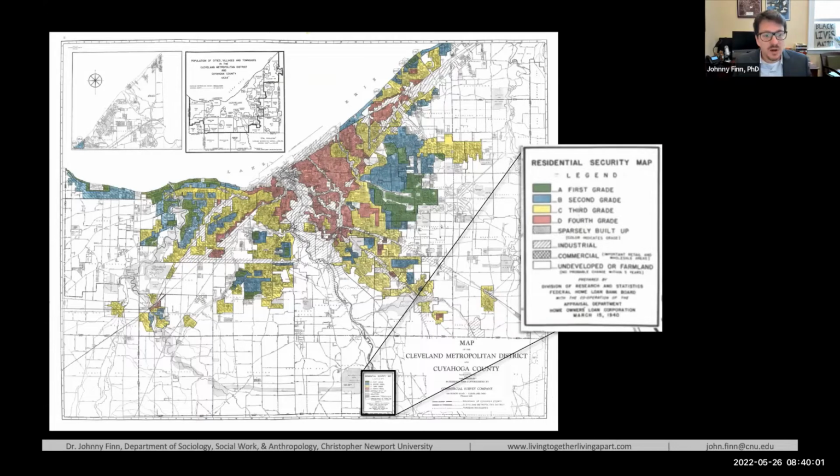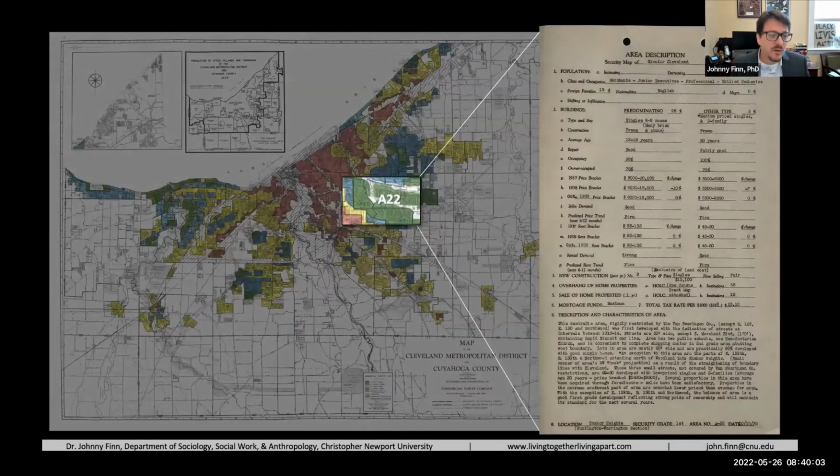And in every single one of these neighborhoods, and there are over 200 neighborhoods mapped on this one single map of Cuyahoga County, there's extensive data that the government raters collected, quantitative data, including the percent foreign and the percent African American, and then a detailed qualitative description of the characteristics of the area. So you can see this is neighborhood A22 on the map, and you can read in more detail here what the government raters had to say about this particular neighborhood.